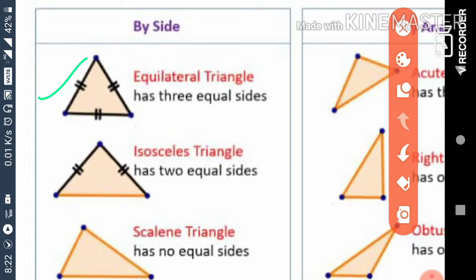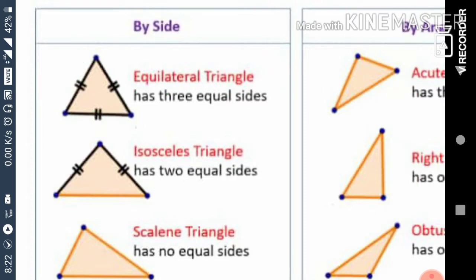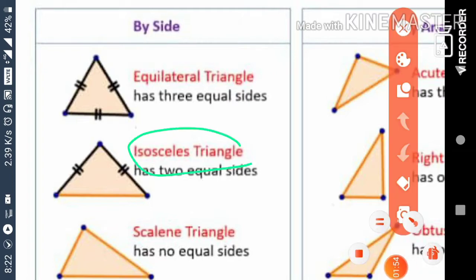As you can see here, they have shown this equality by these symbols. So all three sides are equal. That is called an equilateral triangle. Second comes the isosceles triangle. This is called an isosceles triangle, where only two sides are equal. As you can see here, this side and this side are equal. The third side is not equal to the other two sides. So where two sides are equal, that is called an isosceles triangle.